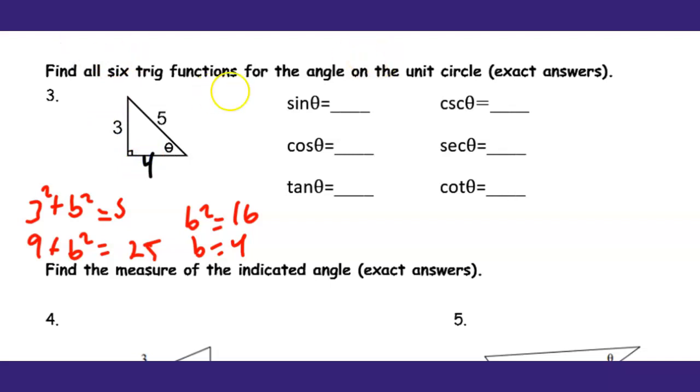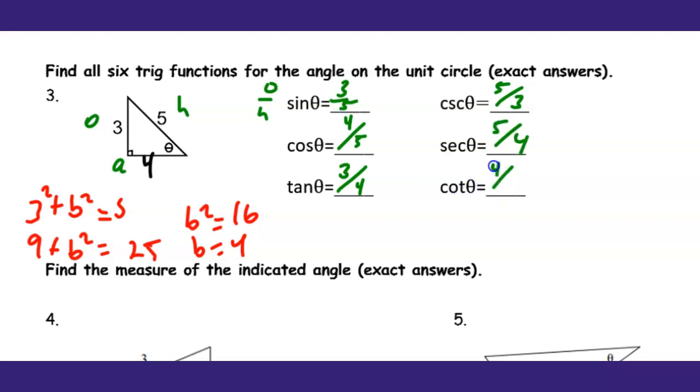Yeah. So sine is going to be opposite over hypotenuse. Let me label our parts: opposite, adjacent, hypotenuse. So 3 over 5. Cosine is going to be adjacent over hypotenuse. Tangent is going to be opposite over adjacent. Cosecant is the inverse of sine, which is 5/3. Secant is the inverse of cosine, which is 5/4. And cotangent is 4/3.